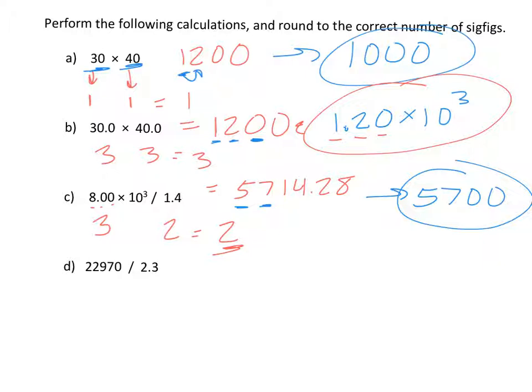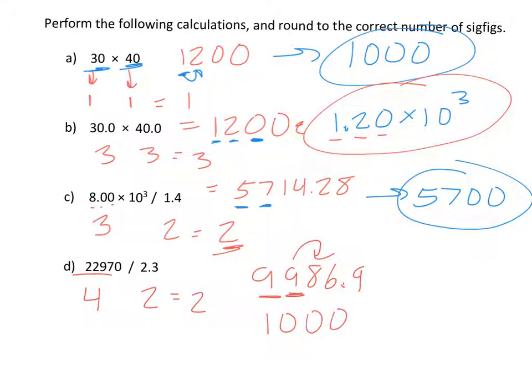On D here, if we count them, there's no decimal point, so we count from the right at the first non-zero. This has 4 sig figs. This has 2, so my answer is allowed 2. Again, I'm just going to type in my calculator and actually divide this out. When I do that, I get 9,986.9, but I have to keep 2 sig figs, so that would theoretically be the 9 and the 9. But then I look to the right, this is going to round up, so this is going to effectively round up to 10,000 if we do this out. Because this 9 becomes a 0, and that becomes a 0 and becomes a 1.